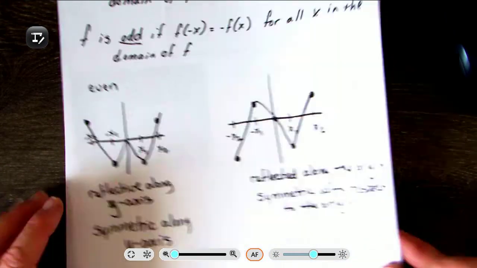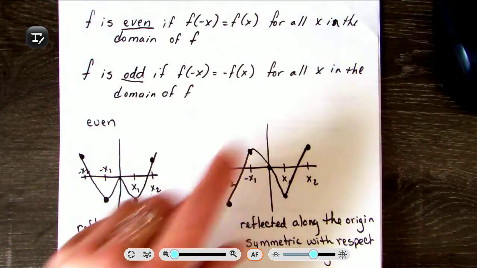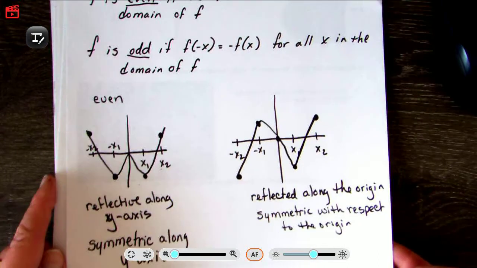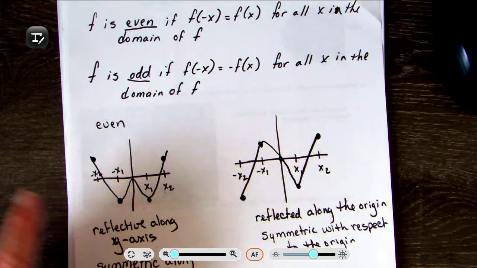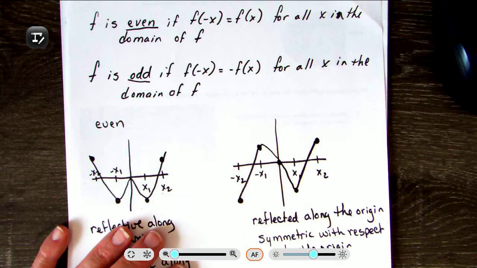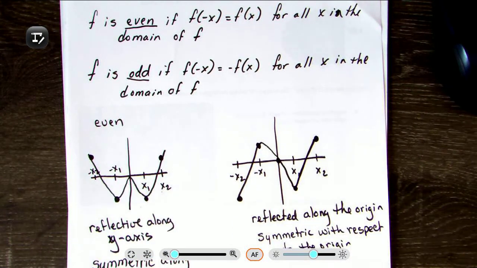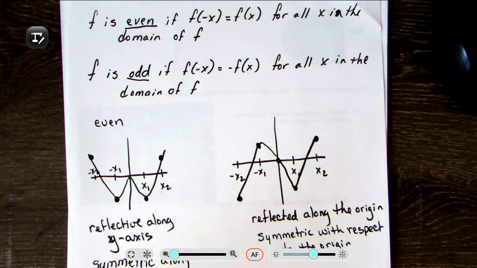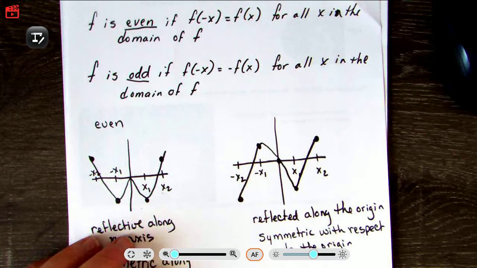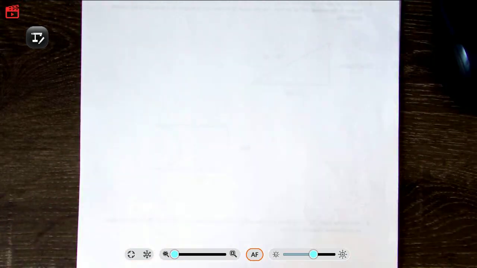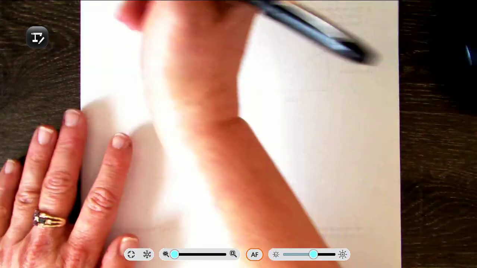Looking at formulas, determining if it's even or odd requires a little bit of work. There is something, though, I want to make sure to mention: not every function is even or odd. We could be neither, and there are just as many even functions as there are odd functions as there are neither functions. So we don't have two categories, because it could fall into neither one of those, and we would say it's neither even nor odd. So let's see.